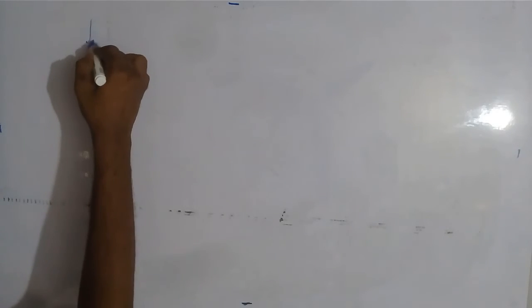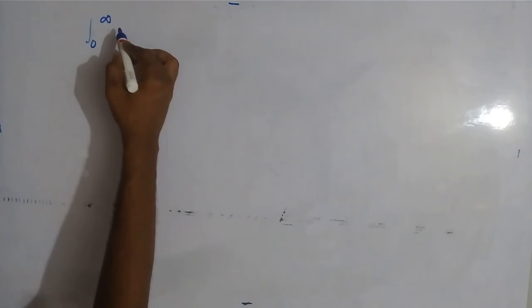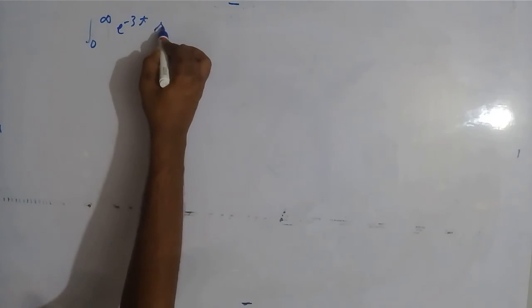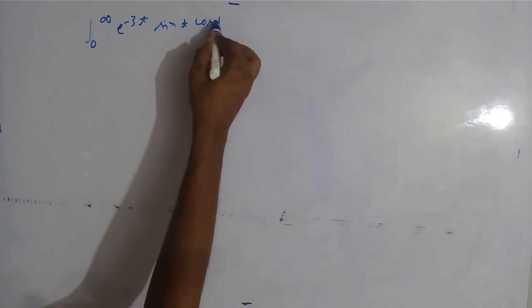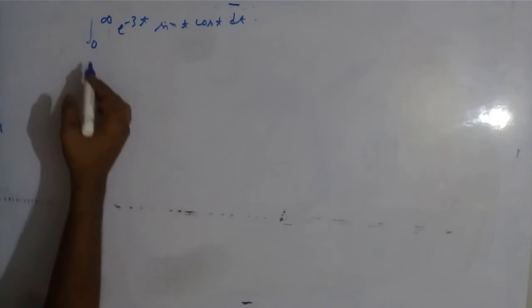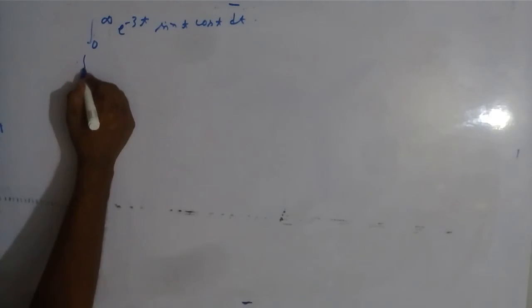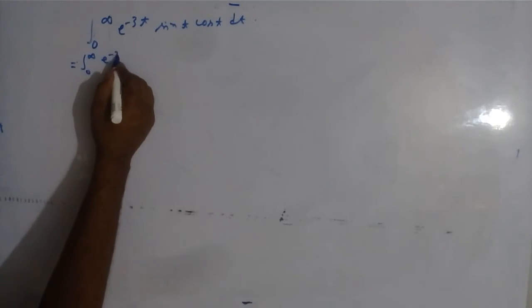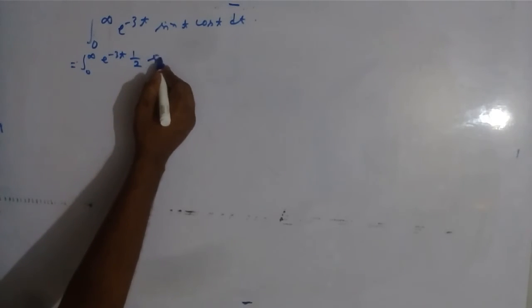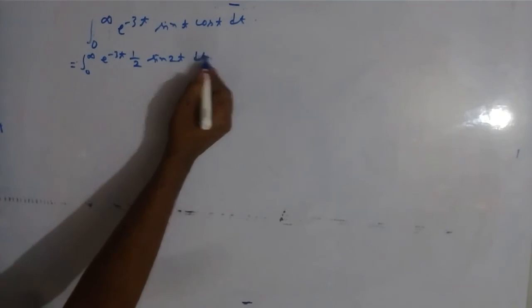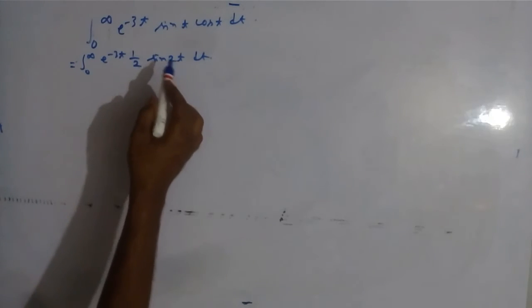We will find integration 0 to infinity e to the power minus 3t sin t cos t dt. So we have to integrate this function using Laplace transformation, not by any other way. Here first we will find the Laplace transform of this function. So first I am writing this function as e to the power minus 3t into half sin 2t, divided and multiplied by 2. So 2 sin t cos t will be sin 2t.